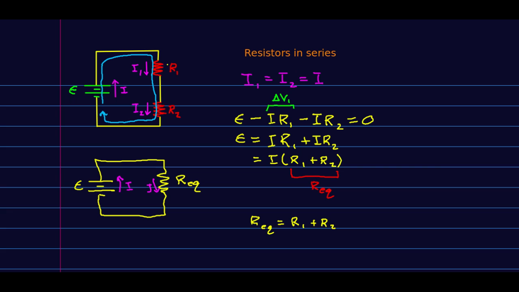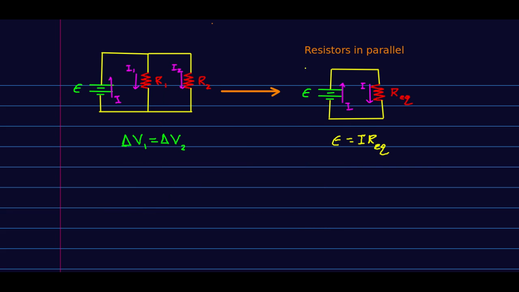And this would work if I had more than 2 in series. So I'll just write plus dot dot dot for as many resistors as you have that are all in series. The other special case is circuit elements in parallel. And so let's try and do the same trick. So here we have 2 resistors in parallel.